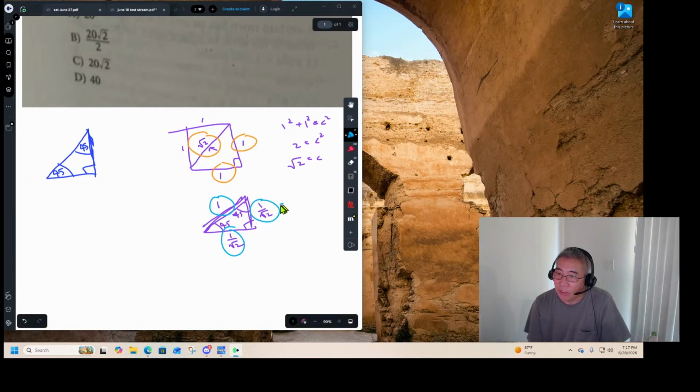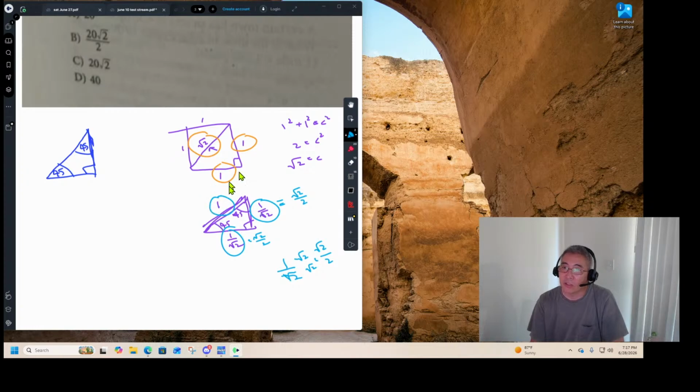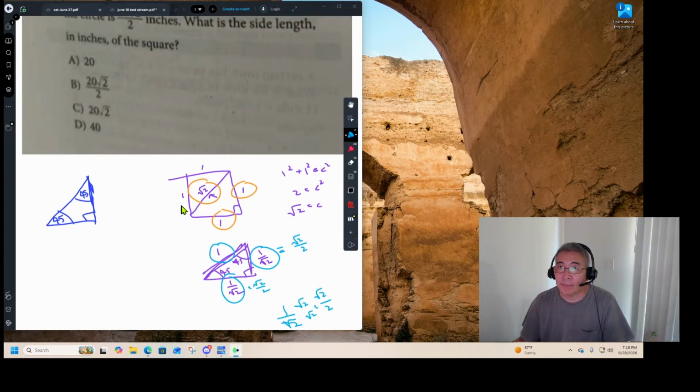Now, a lot of teachers like to rationalize this. So you would have square root of 2 over 2 here and square root of 2 over 2 here. Same thing, right? For 1 over square root of 2, if you wanted a rational number in the denominator, you would multiply both the top and the bottom by square root of 2, and you'd have 2 on the bottom and square root of 2 on top. So this is just a long way of saying that if you have a 45, 45, 90 triangle, you would have these orange ratios, or these blue ratios, between the legs and the hypotenuse. In this particular case, it's useful to know that.